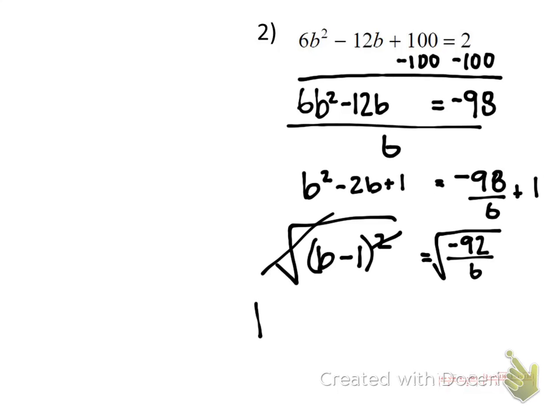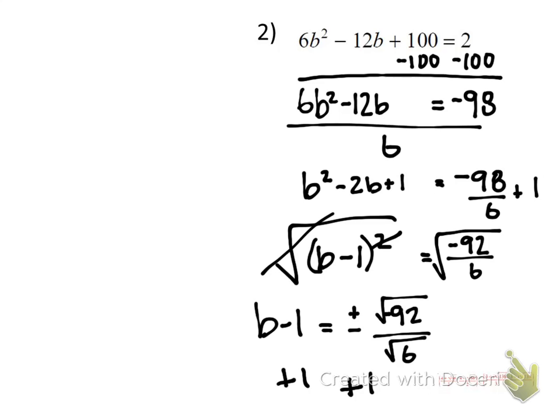So now what we have is b minus 1 is equal to the plus or minus square root of negative 92 over square root of 6. Now we want to add 1 to both sides. I'm going to move the next step all the way to the top left. I ran out of space here. So we got b is going to be equal to 1 plus or minus the square root of negative 92.